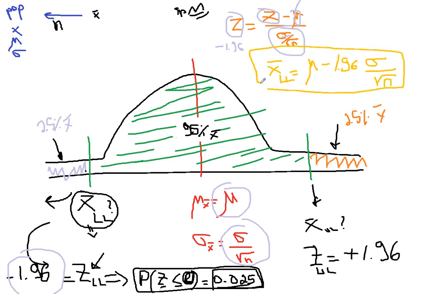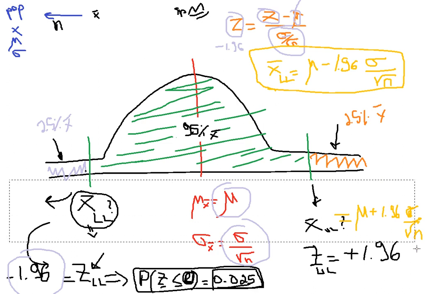And if you try and find the upper limit using the same approach, you will quickly find that it's equal to mu plus 1.96 sigma over root n. Okay. Alright, so what does that all mean? Well, let me clean up a little bit and we will talk about what all of this means.